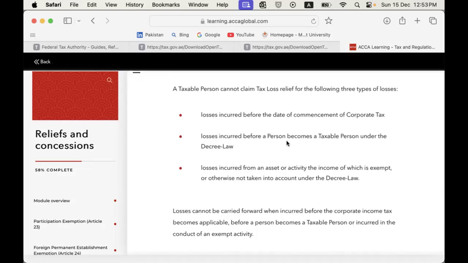Second, losses incurred before a person becomes a taxable person under the decree law. For example, for natural persons, there is a later date when they will be subject to corporate tax or required to register for corporate tax. Whenever a person actually becomes a taxable person, any losses that happened before that will not be considered as tax losses.